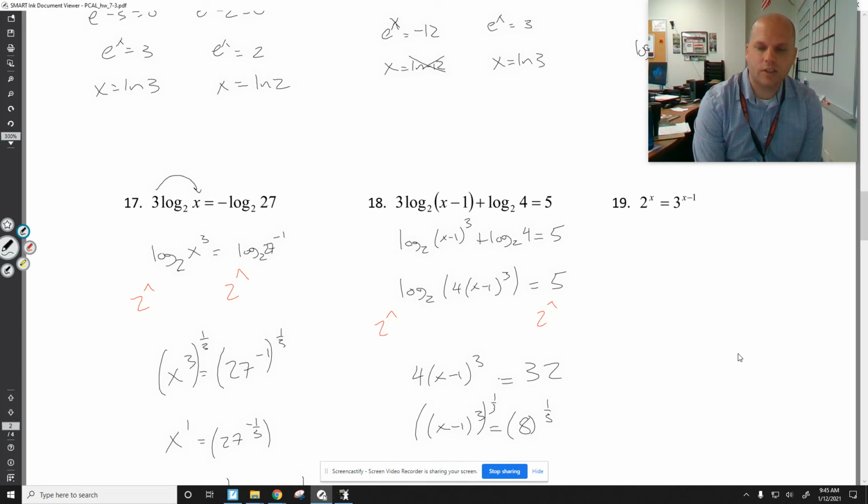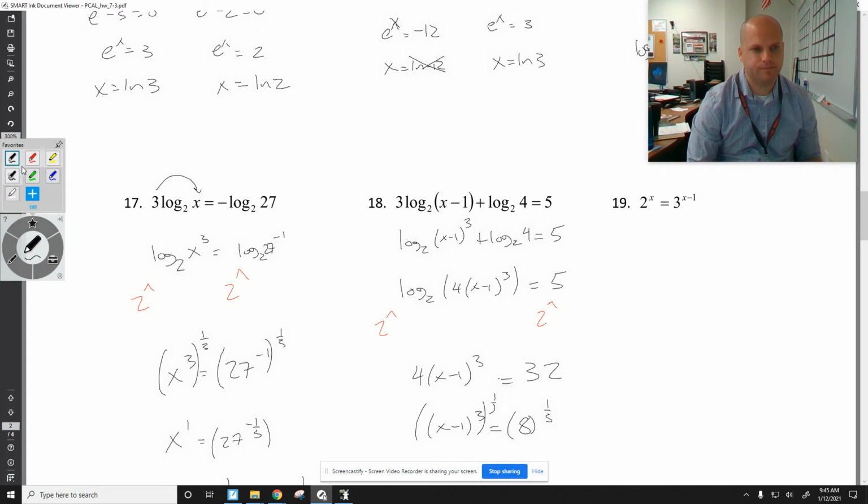I'm not exactly sure how to do this one, to be honest. I have an idea on what to do, and I'll show you what that idea is. I'm going to use properties of logarithms to kind of help me out here. I'm just going to go ahead and do the log base 2 of both sides.